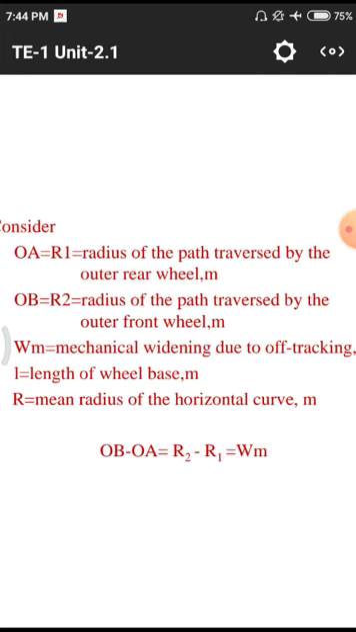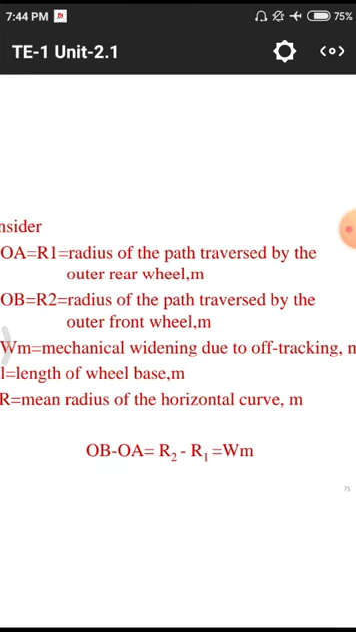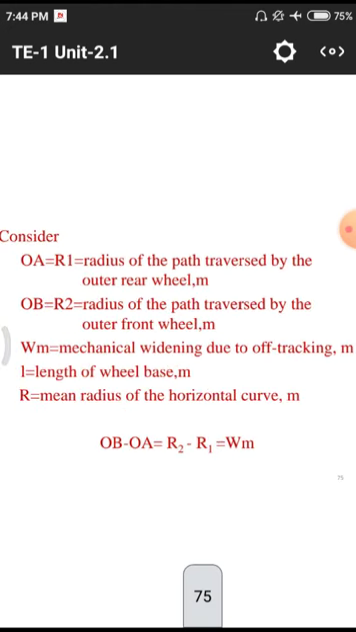WM is the mechanical widening due to off tracking force. L is the total length of the vehicle in meters. R is the radius of the curve. So we need the mechanical widening term WM equal to OB minus OA, that is equal to R2 minus R1.